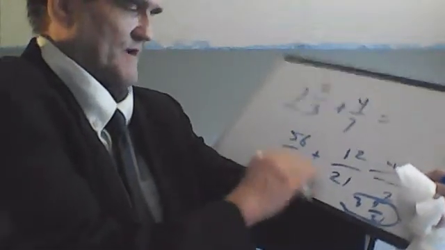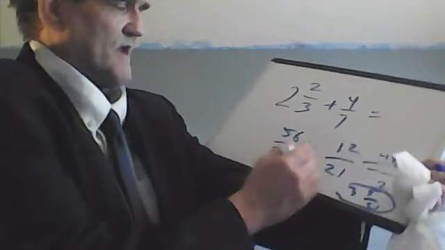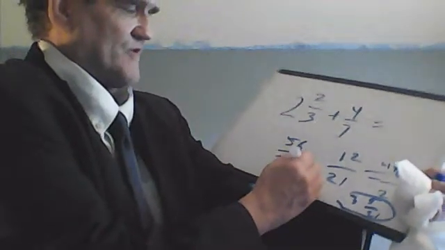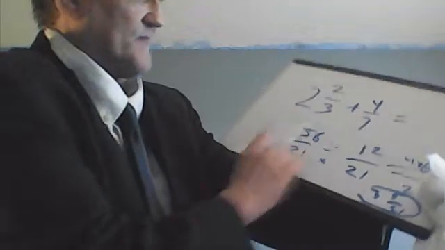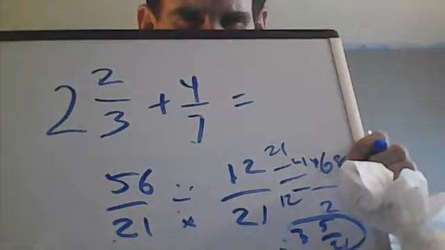Oh, I'm sorry, I did that wrong. You make that division, and then you keep this number, you change this to multiplication, and then you flip. Keep, change, flip. This becomes 21 over 12, and then you multiply 56 times 21 and 21 times 12. You follow? Any questions?